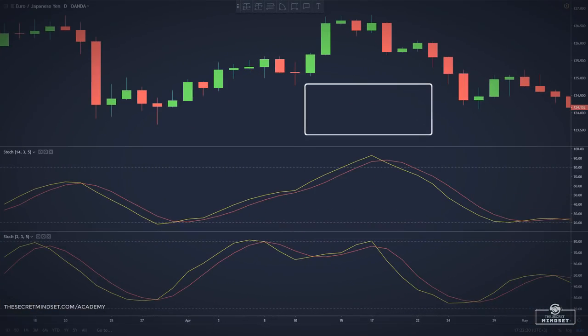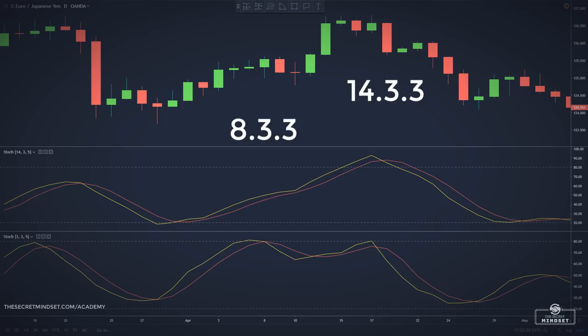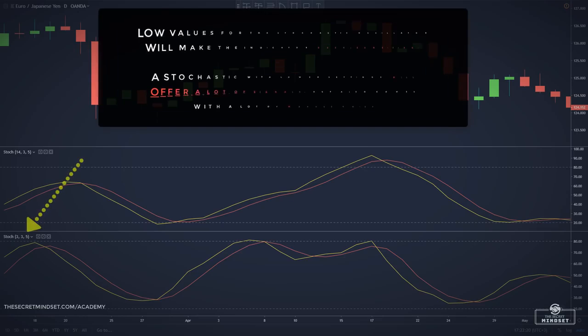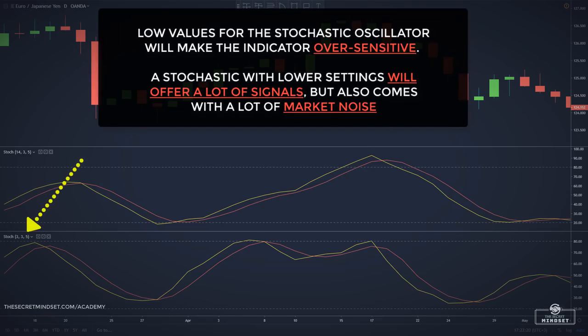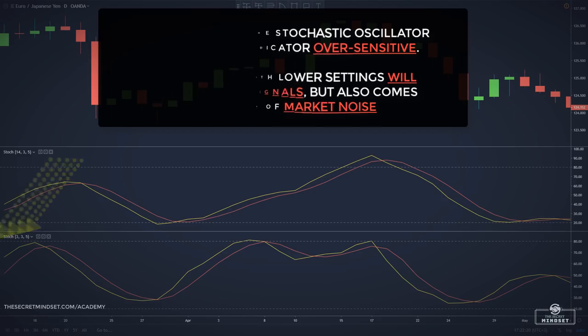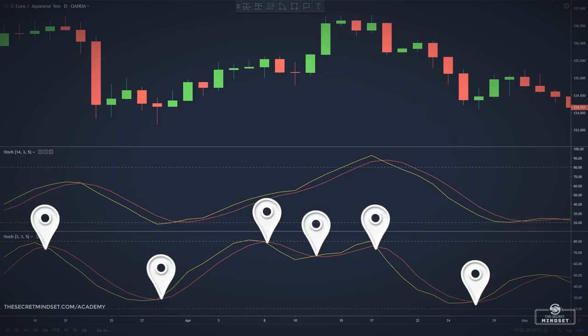The stochastic oscillator comes with the standard 5, 3 and 3 settings. Other common settings are 8, 3 and 3 and even 14, 3 and 3. Depending on your trading style, you have to decide how much noise you are willing to accept with the stochastic. Low values for the stochastic oscillator will make the indicator oversensitive. A stochastic with lower settings will offer a lot of signals, but also comes with a lot of market noise.